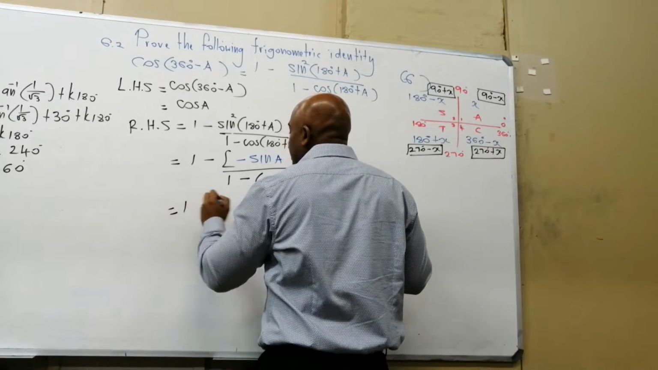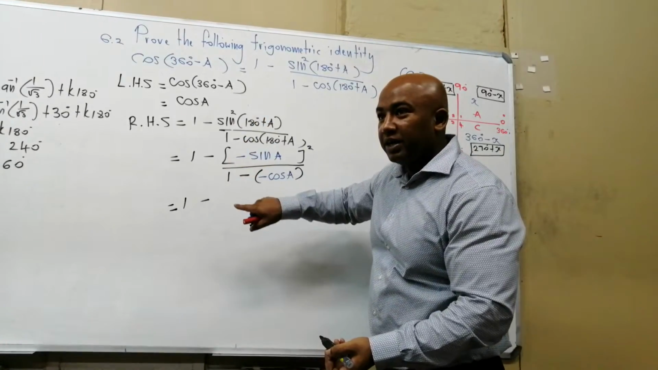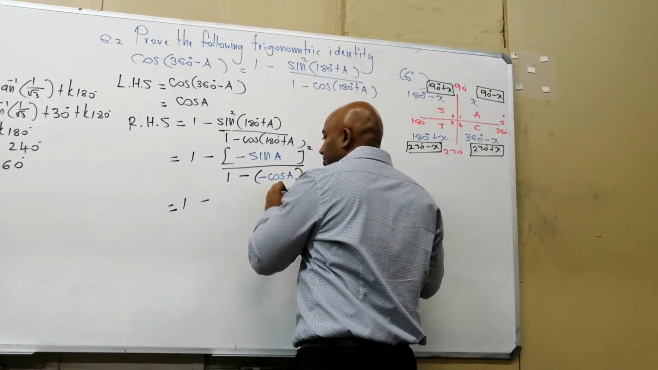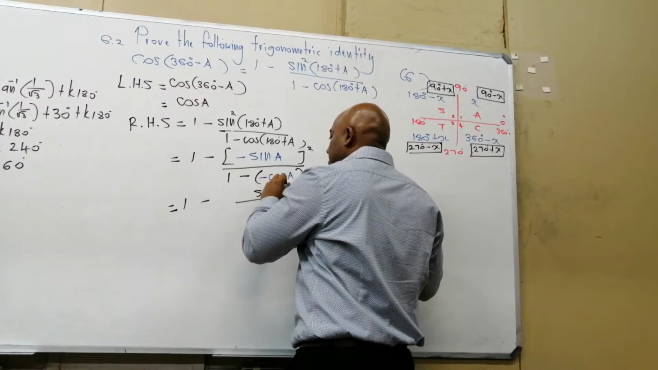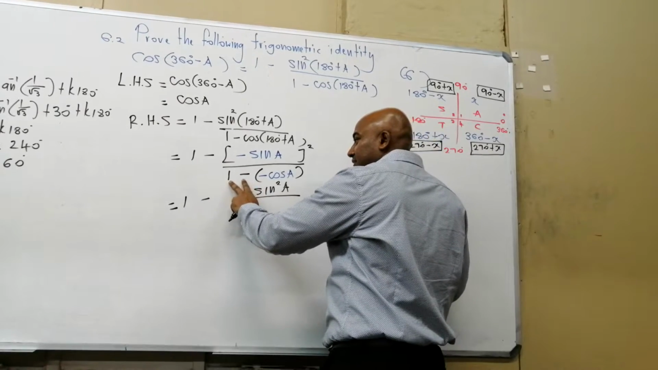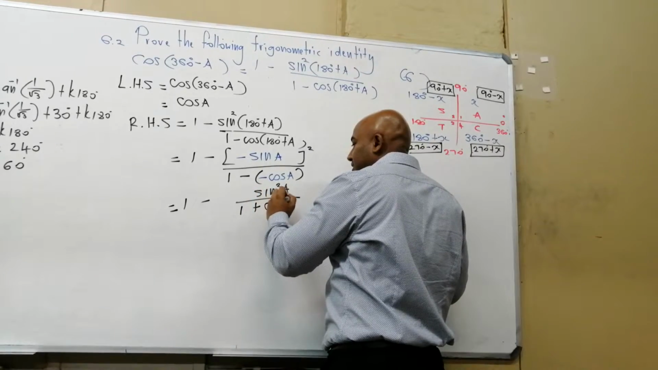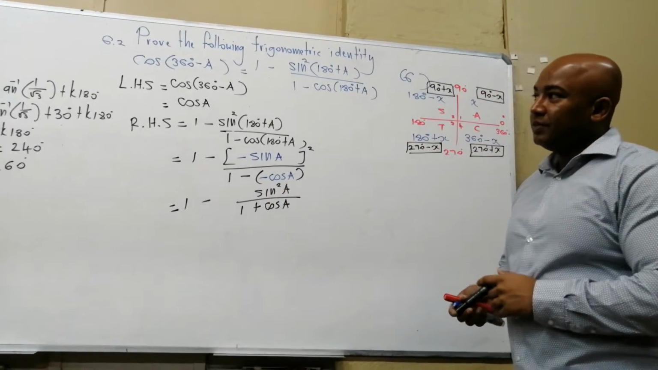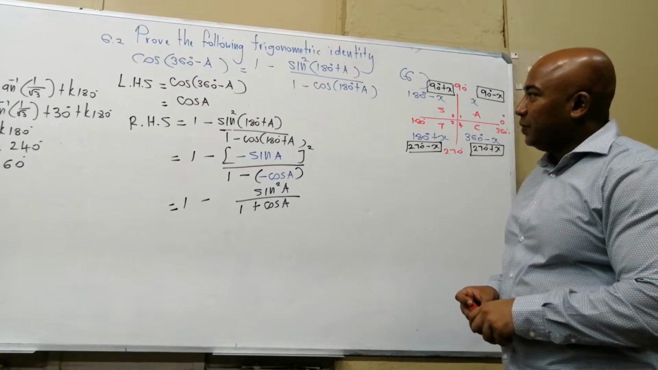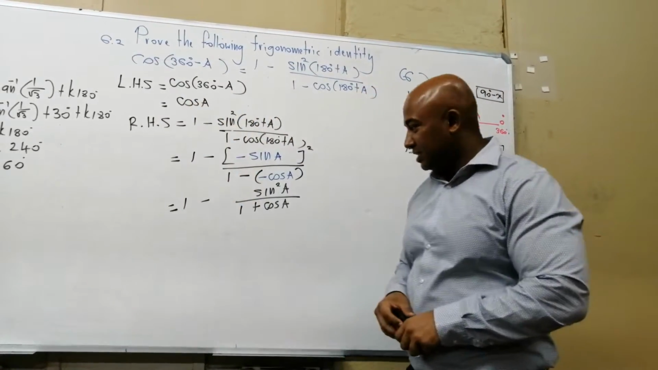So this is equal to 1 minus. What's happening here now? You got a square. You are squaring everything inside the bracket here. So when you square the negative, it will become positive. When you square sine, that will become just sine squared. Now follow? Now in the denominator, you got 1 minus will be plus cos A. Okay, now what can we do here? We need to simplify further. We need to prove that this whole thing here is equal to just cos.